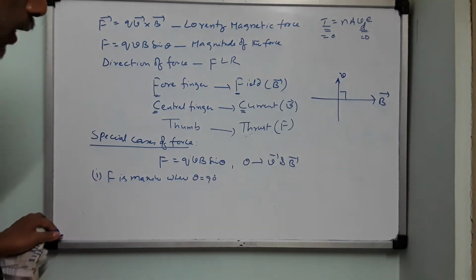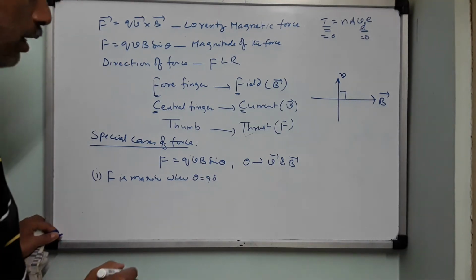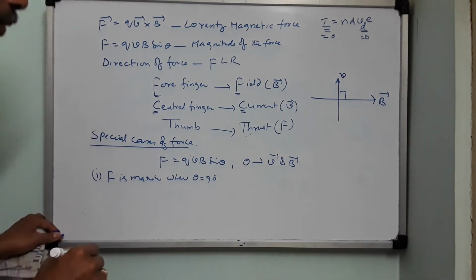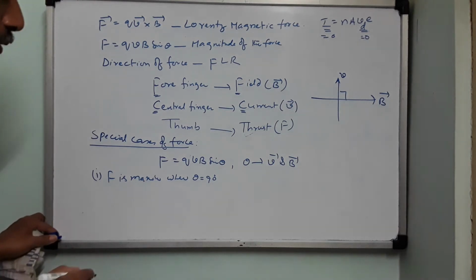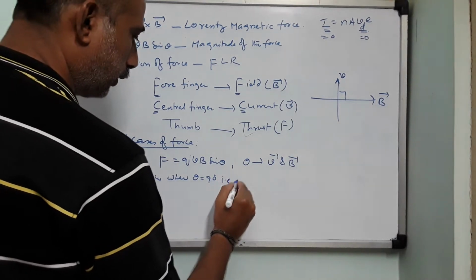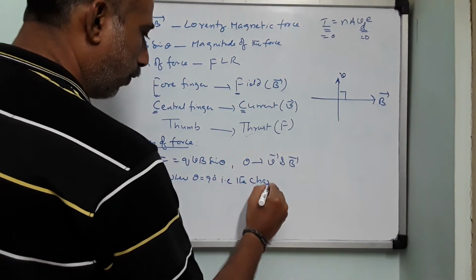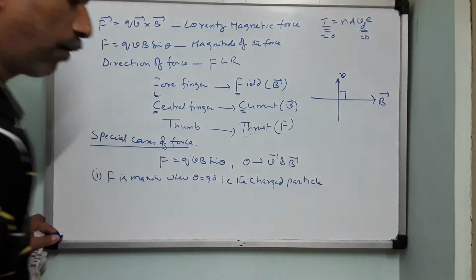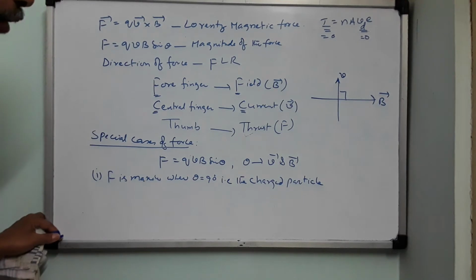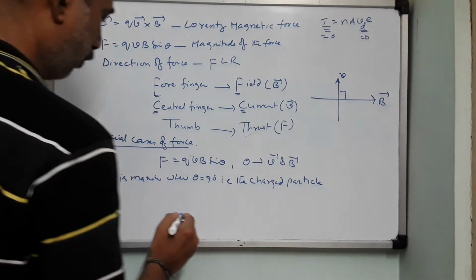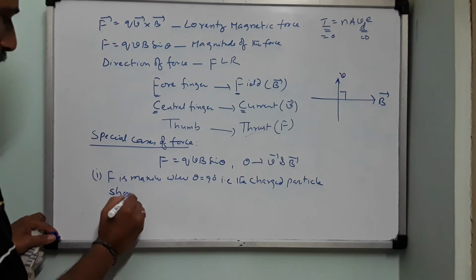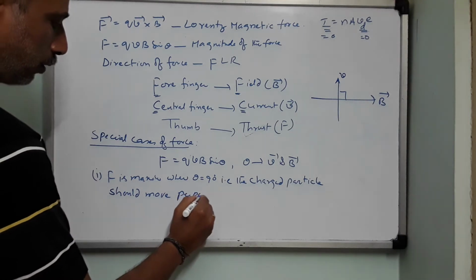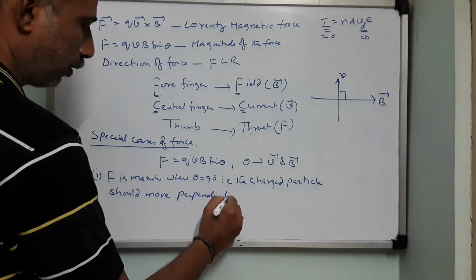So what does it imply? Theta equals 90 degree means the velocity of the particle should be perpendicular to the magnetic field. Rather we say the charged particle should move perpendicular to the magnetic field. What are the charged particles? It can be an electron, it can be a proton, it can be an alpha particle. Any particle which has got some charge. Such a charged particle should move perpendicular to the magnetic field.